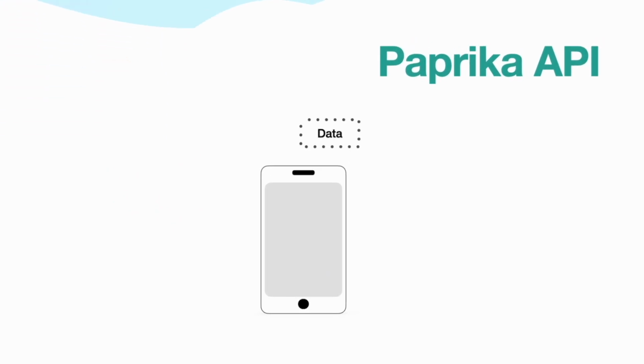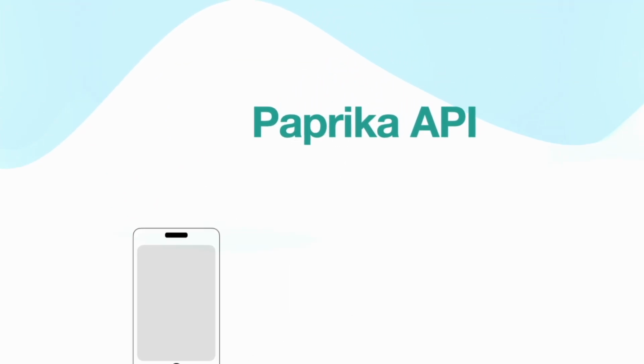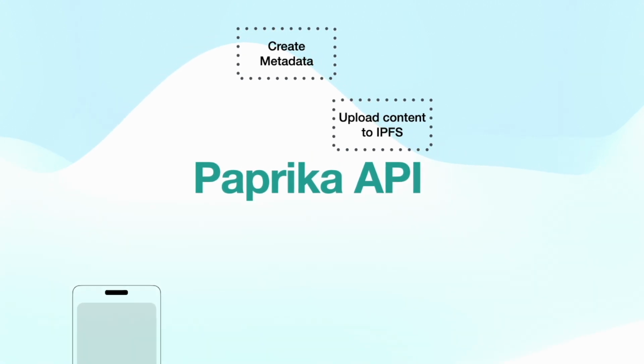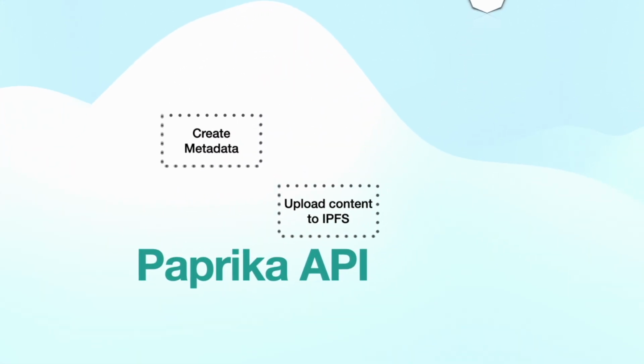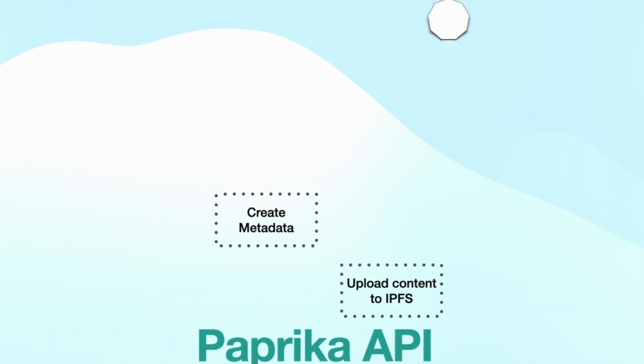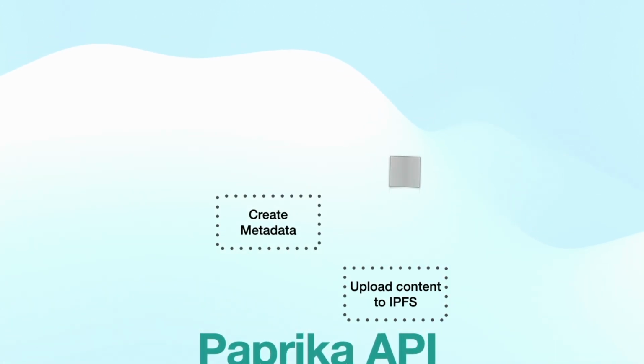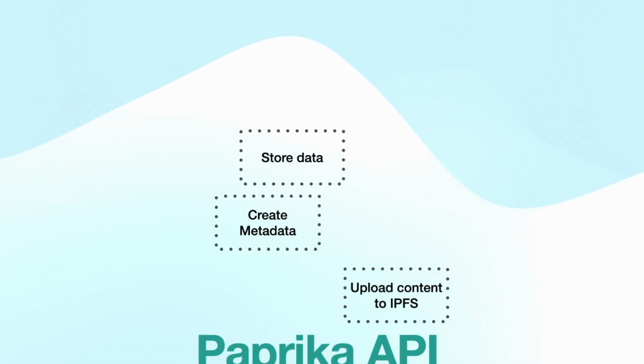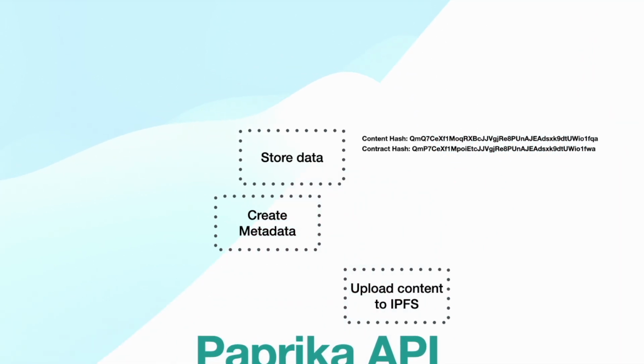To demonstrate, here's a mobile application or a service that supports the API. Content is then uploaded to the Paprika API, which takes this content and uploads it to the IPFS network. In return, IPFS will return a hash, and then metadata such as the app domain, contract hash, and the content hash is saved.